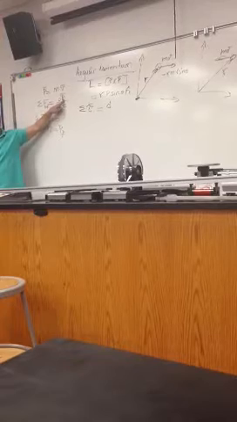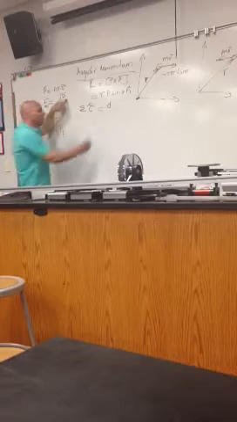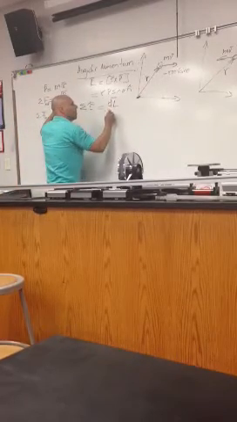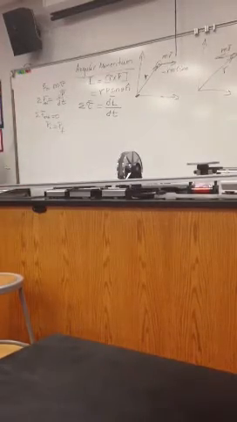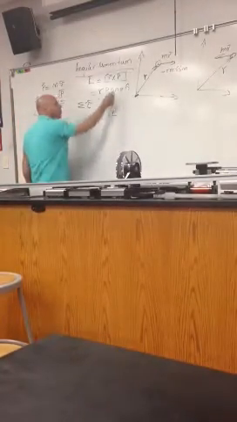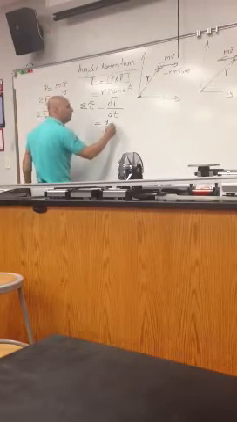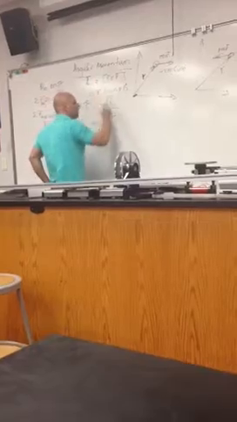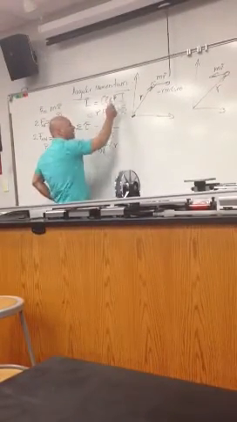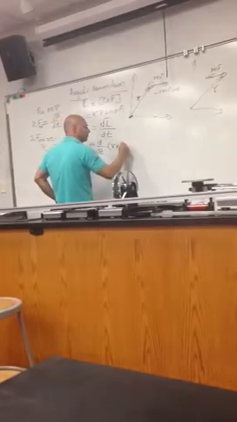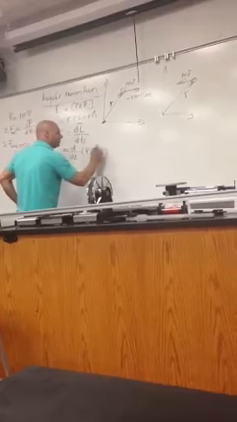P is analogous to what? Angular momentum. So what will be the derivative of what? dL over dt. But what is L? As we know, L is this, so we take the derivative with respect to time of L, which is R cross mV.